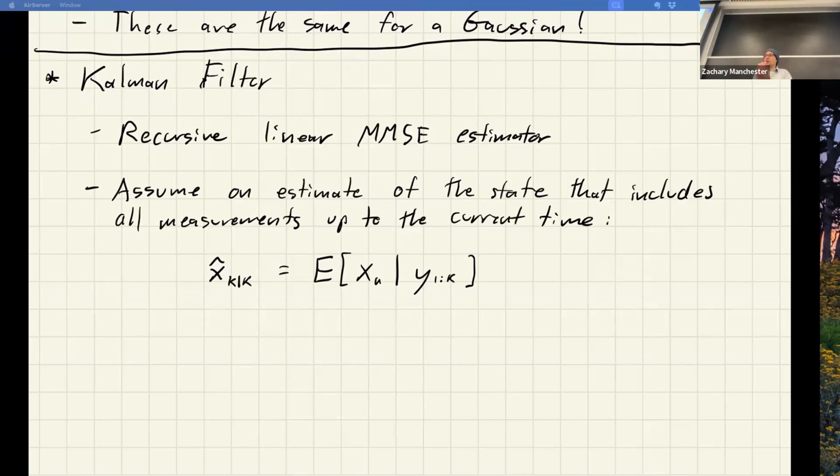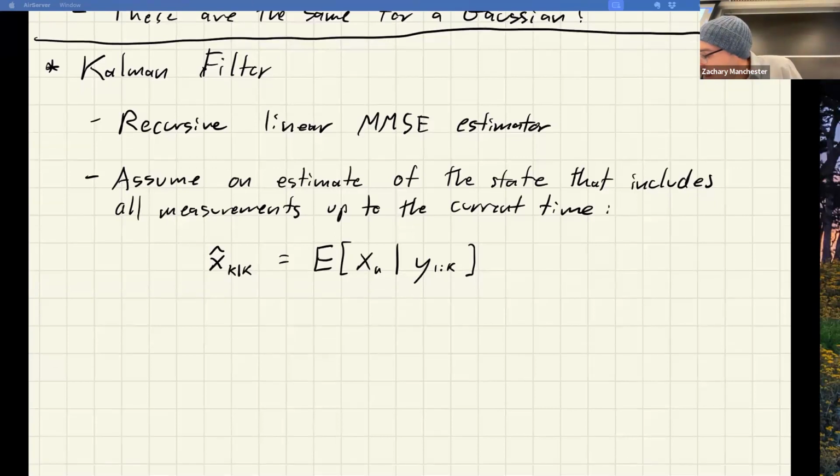And what we're going to basically do is assume there's a recursion. So given a new measurement at time k plus 1, we're going to figure out how to update this estimate to include that one new data point. And once we've done that, now you've bootstrapped this recursion, and you can do it for all time, right? That's kind of the strategy.